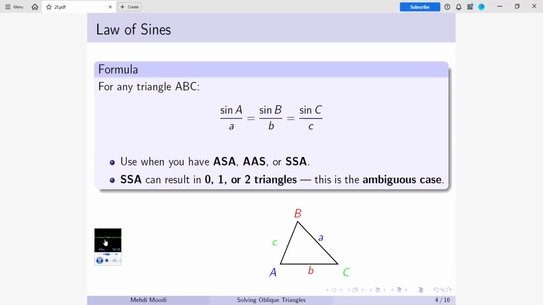Why? Because sine doesn't care if your angle is acute or obtuse. It gives the same value for supplementary angles. Like sine of 30 is 0.5. Sine of 150 is also 0.5.